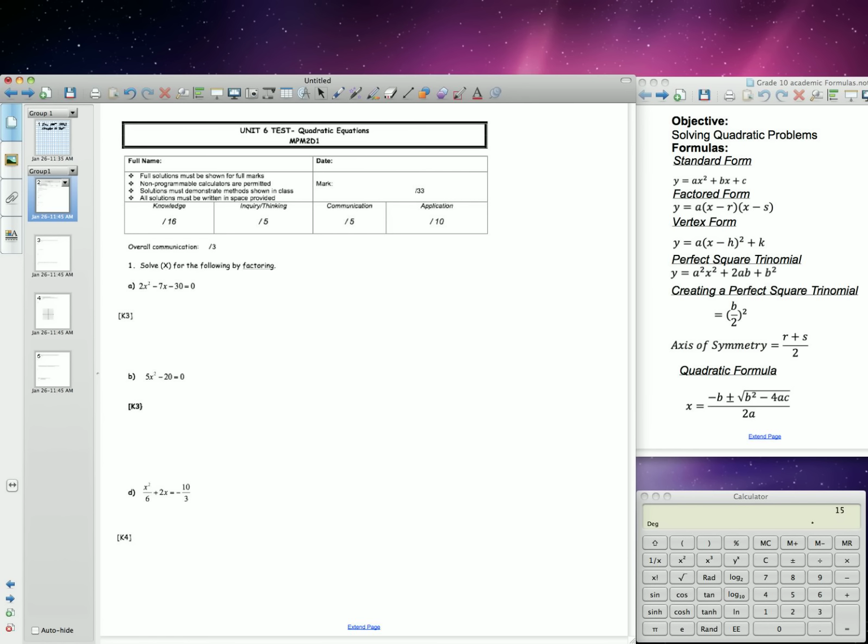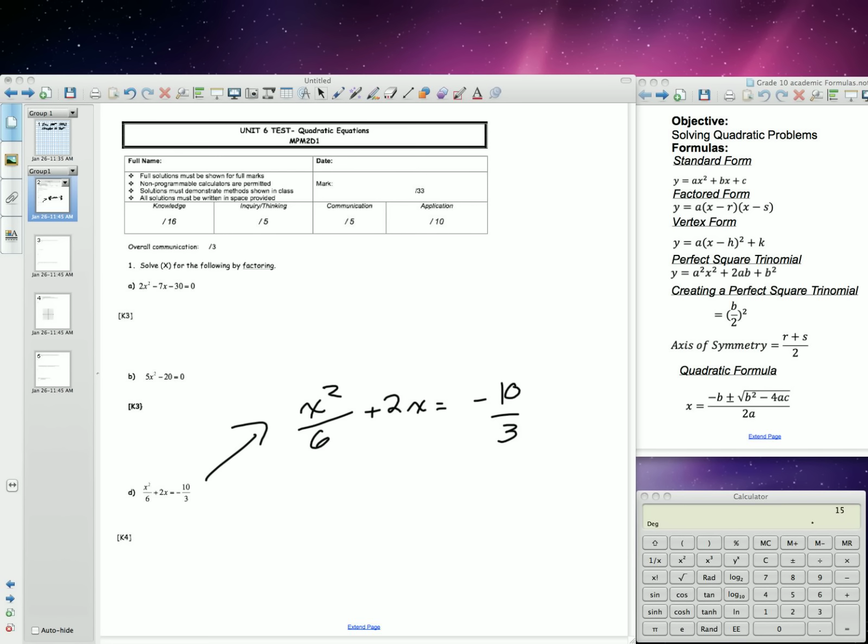Question 1D right here: x squared divided by 6 plus 2x equals negative 10 divided by 3. Okay. So I'm going to use the page to solve this. X squared divided by 6 plus 2x is equal to negative 10 over 3. The question says to solve for x. We'll do it this way. It's essentially the same idea, just a different answer.